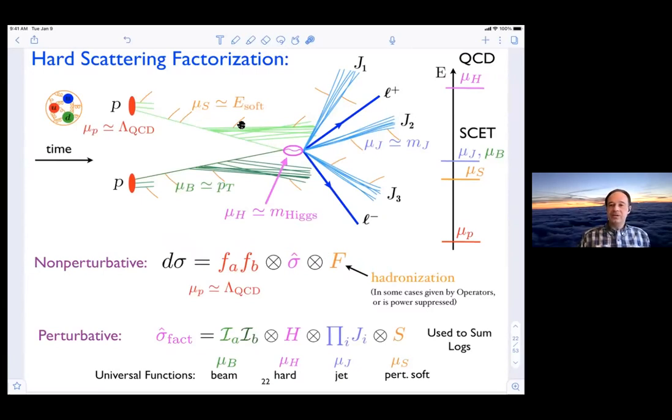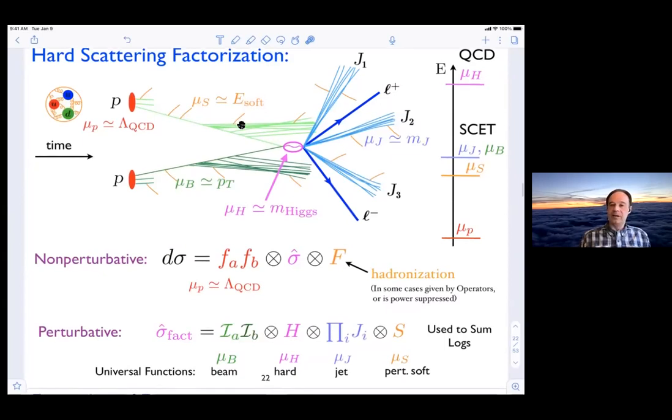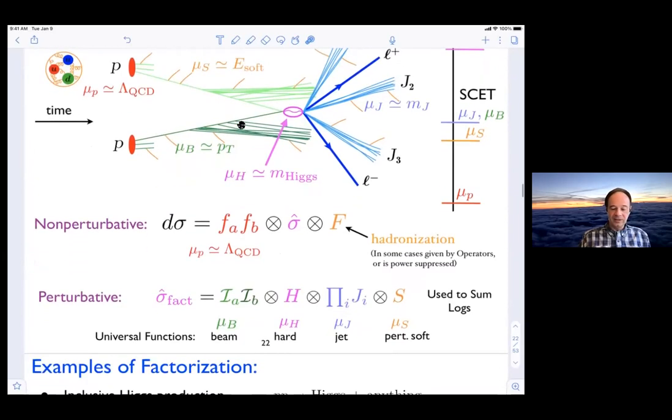And then the shorter distance physics, which is the perturbative physics, also involves multiple scales. It was useful to have this factorization of that short distance physics into different pieces, because the treatment of those scales individually means that we can sum large logarithms that show up in this problem. They're very important to sum because they actually show up as double logarithms in these processes.